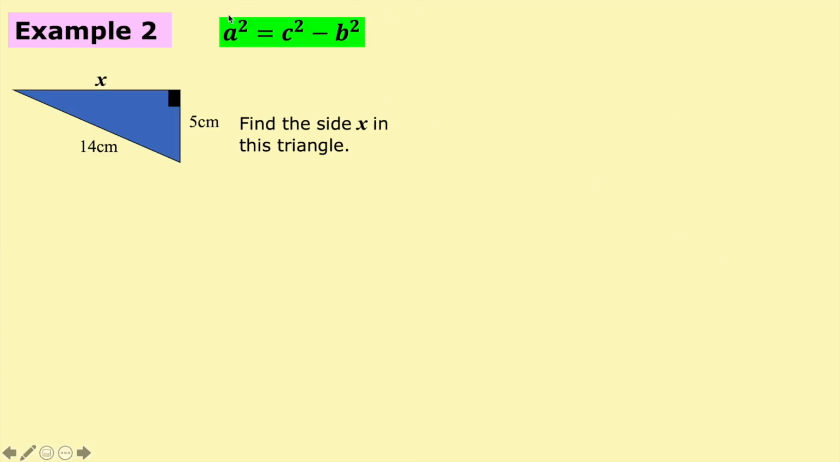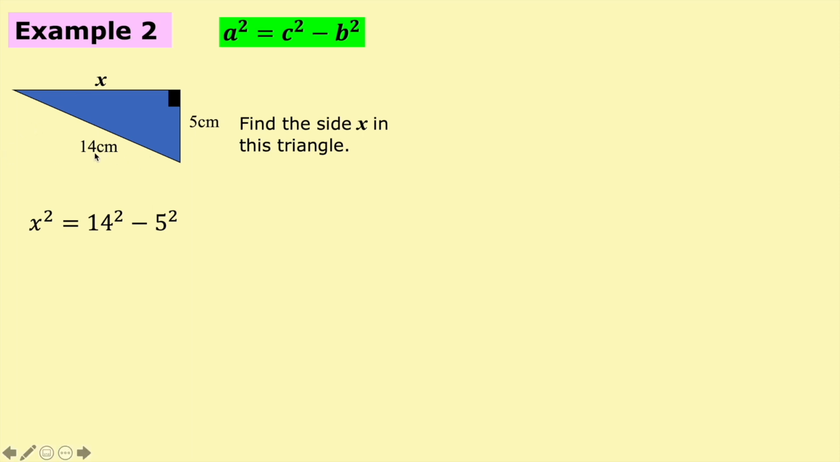Again, we're using this same formula, a squared equals c squared subtract b squared, because we're finding one of the shorter sides. And we know we're finding one of the shorter sides because the length that is opposite a right angle is the hypotenuse, and we already know that, and that is the longest side. So let's first substitute into our formula.